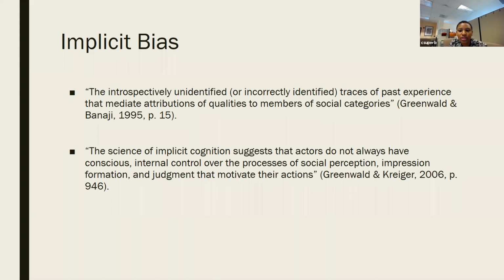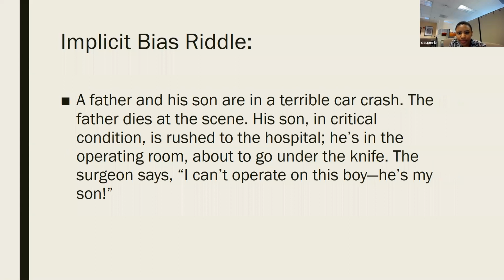Okay, so here's an implicit bias riddle. If you want to just take a moment to read this. It says, a father and his son are in a terrible car crash. The father dies at the scene. His son, in critical condition, is rushed to the hospital. He's in the operating room, about to go under the knife. The surgeon says, I can't operate on this boy. He's my son. And so how is this possible? That's the question for the riddle.